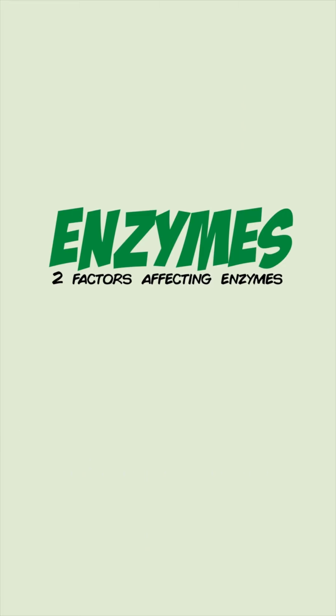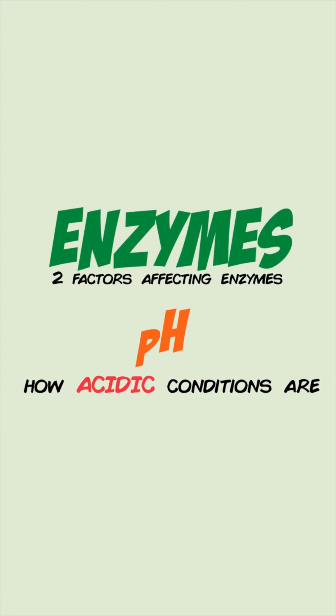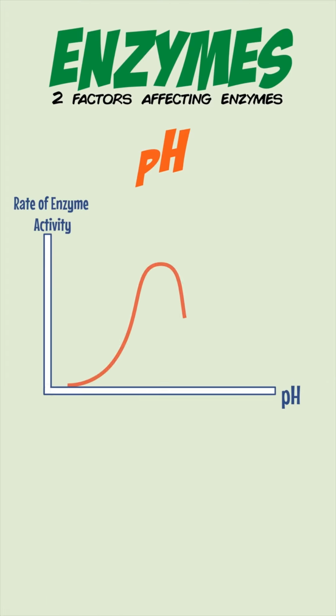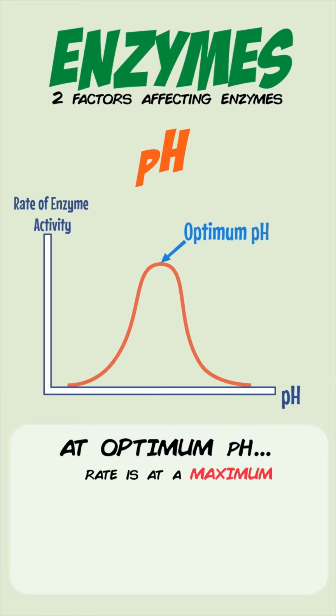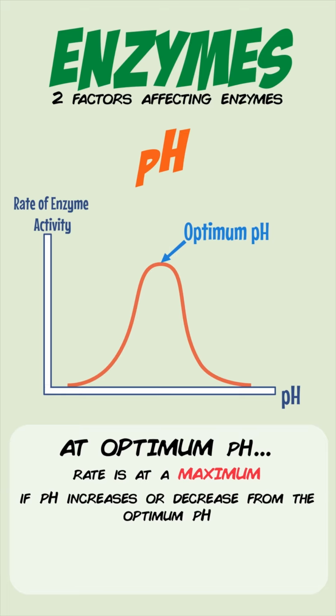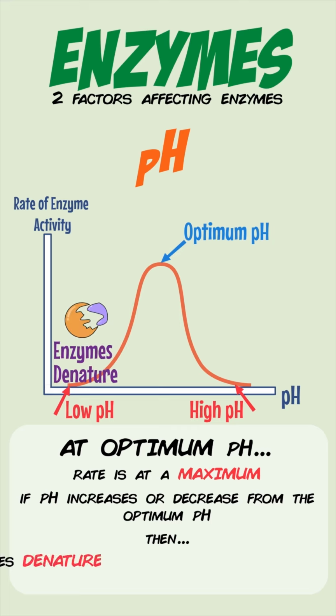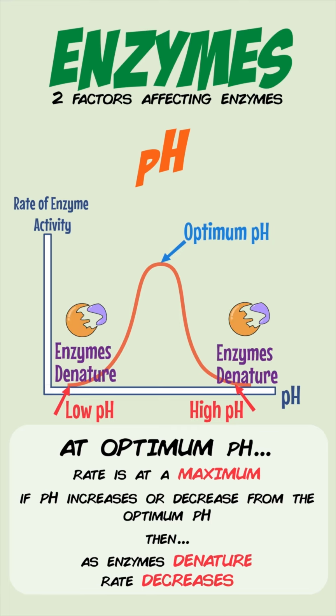The second factor that affects enzyme activity is pH, which is all about how acidic the surroundings are. And just like with temperature, they have an optimum pH where they work the best. If the pH becomes too high or too low from the optimum pH, it would also cause the enzymes to denature and the rate to decrease.